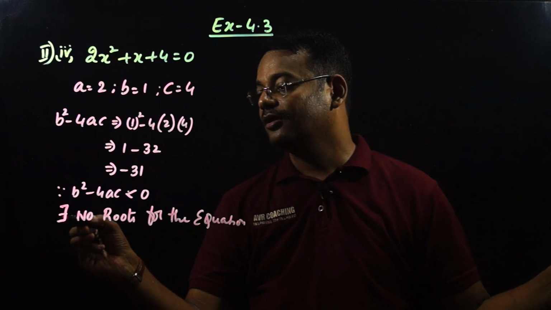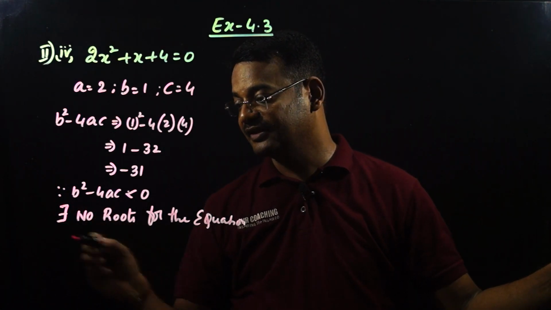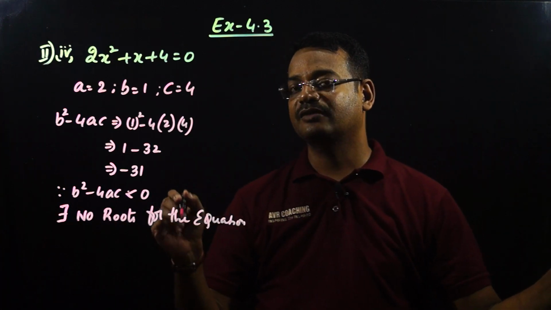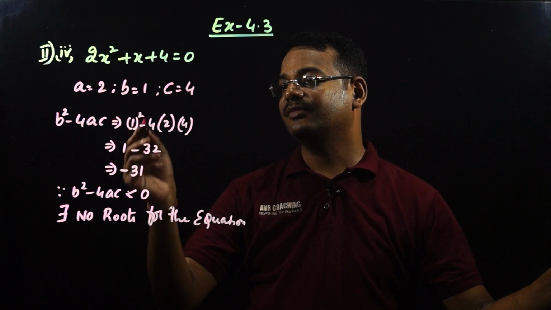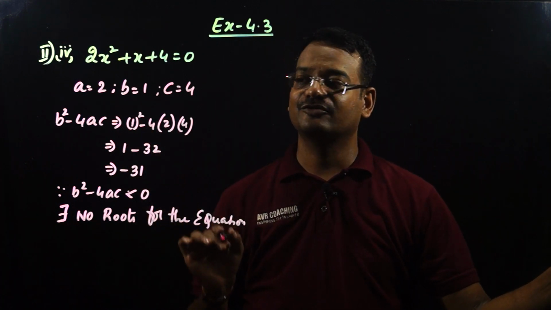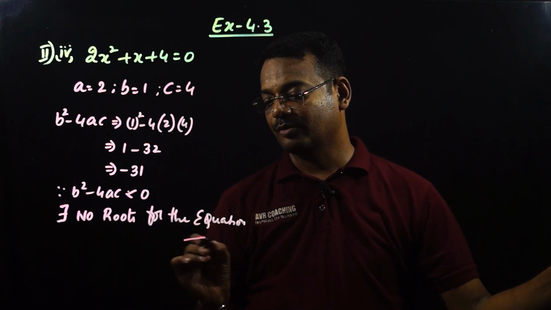The symbol represents does not exist. There exist no roots for the given equation. So we need not substitute the values of a, b and c in the formula x equals minus b plus or minus root of b square minus 4ac by 2a. Here ends the problem.